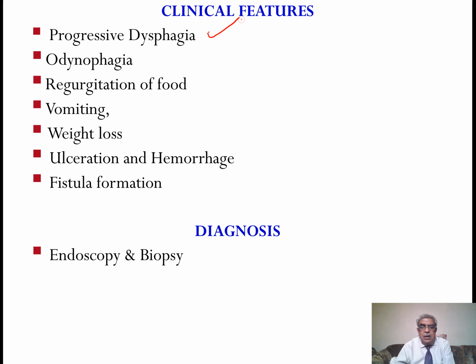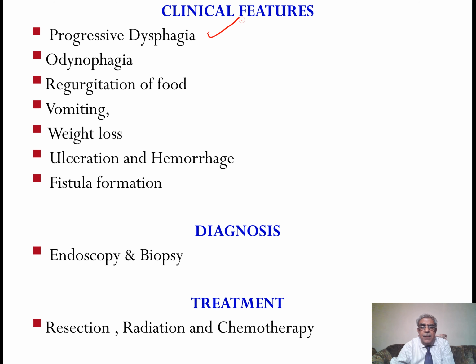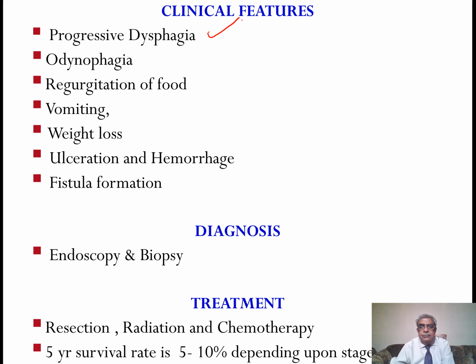Diagnosis: endoscopy and biopsy. They are the diagnostic tools. Treatment: resection, radiation and chemotherapy. The 5-year survival rate is 5 to 10% depending upon the stage.